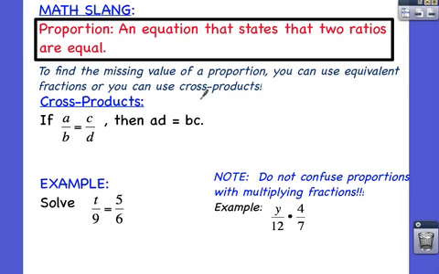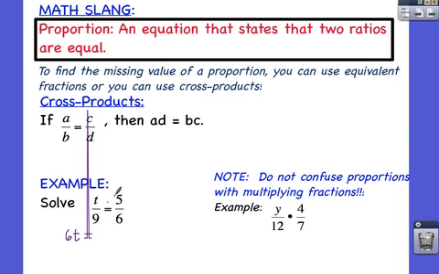For example, if we're asked to solve t over 9 equals 5 over 6, we find that it would be hard to figure out how many times 6 goes into 9, because we will get a fraction or a decimal. And then if we try that second step of reducing 5/6 to see if that helps, we can't reduce 5/6 since it's already fully reduced. So this is a perfect example of when cross products is the most efficient method to use in order to solve for t. So we take our 6 and multiply it by the t, so we're multiplying diagonally.